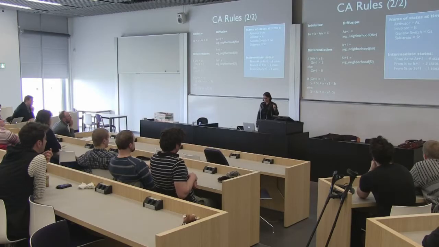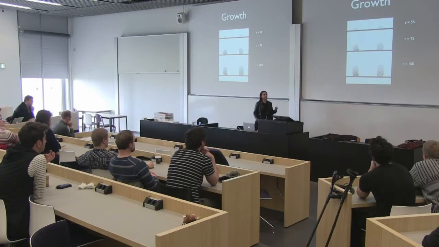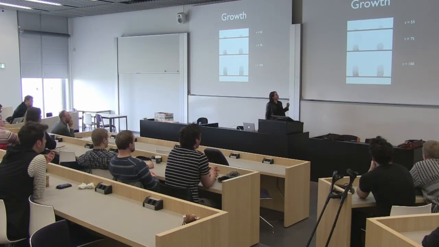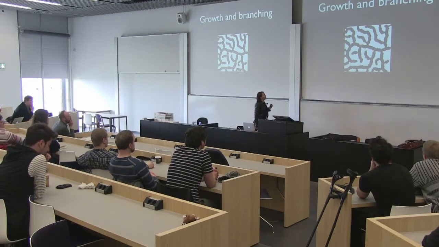So the CA model will look something like this. Here we see a simulation of the growth of a vein. This is just the starting of a vein. We can see that it actually grows, and it knows how to stop and how to begin. It is at time 55, 75, and 100. So we can see it grows very quickly after it has started. Here we have another example of a cellular automaton model, which shows us both the growth and the branching.